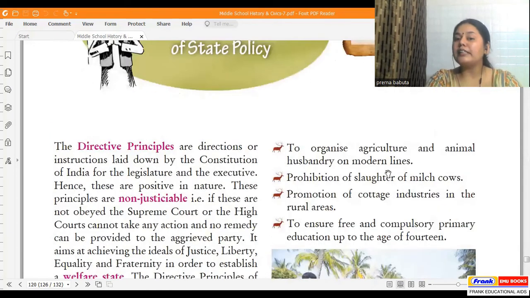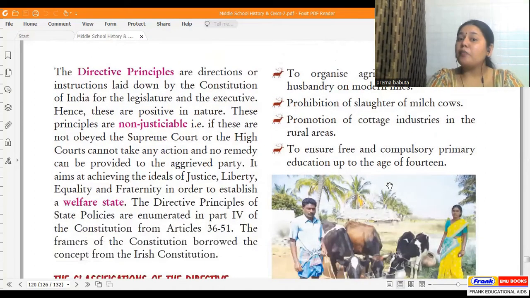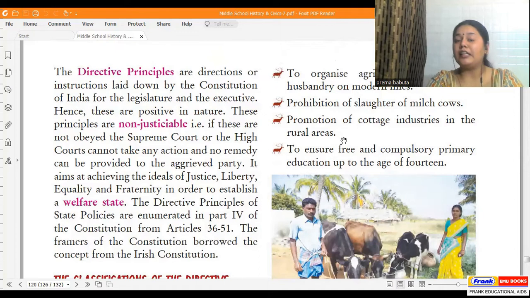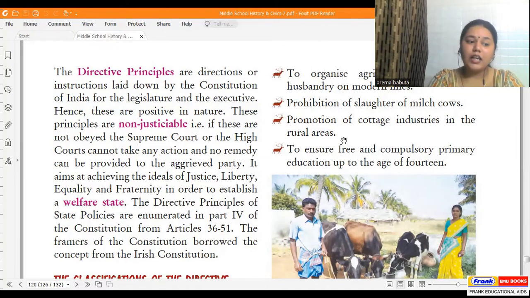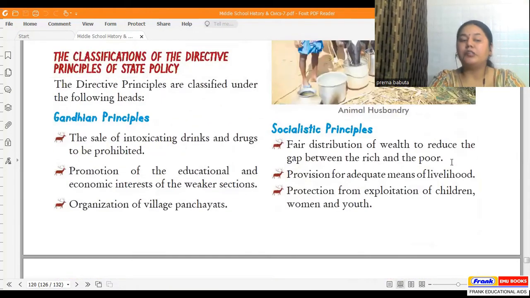Then to organize agriculture and animal husbandry on modern lines, that is, providing modern techniques of irrigation and animal husbandry, prohibition of slaughter of milch cows, then promotion of cottage industries in the rural areas. We also know how Mahatma Gandhi supported indigenous or local goods, correct? Then to ensure free and compulsory primary education up to the age of 14. So this is about the Gandhian principle.